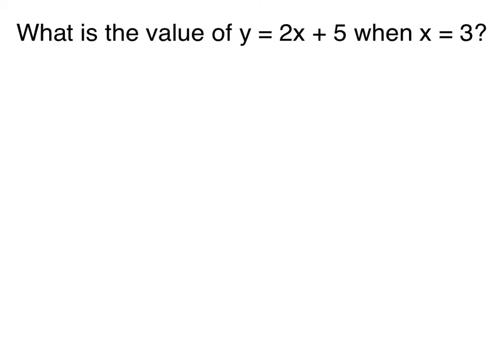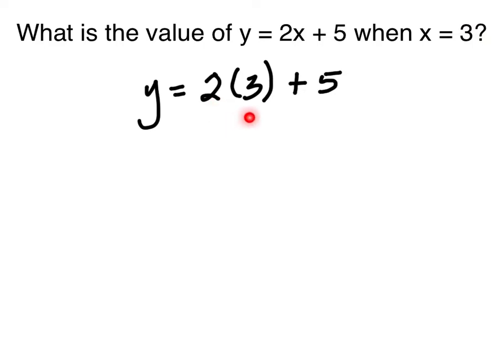This is another problem that you may come across in your textbook. For this example, what you need to do is replace the input of x with the value of 3. Once you've done that, it's just a matter of simplifying the expression. 2 times 3 is 6, plus 5 is 11.